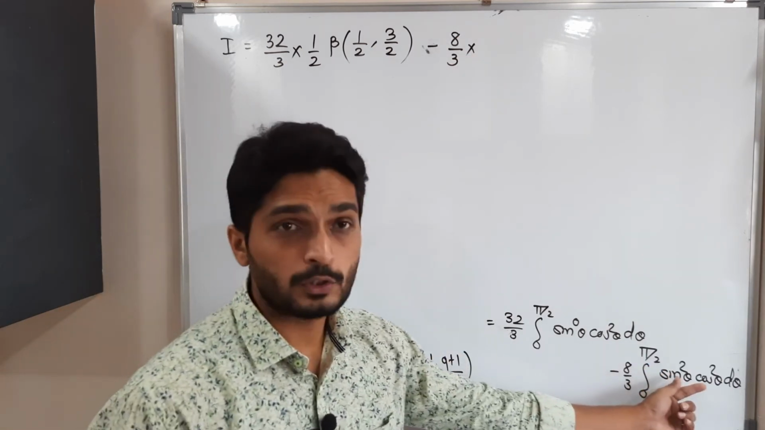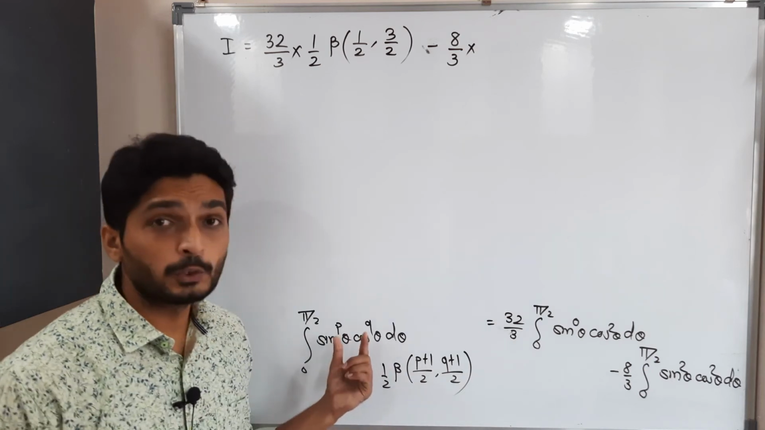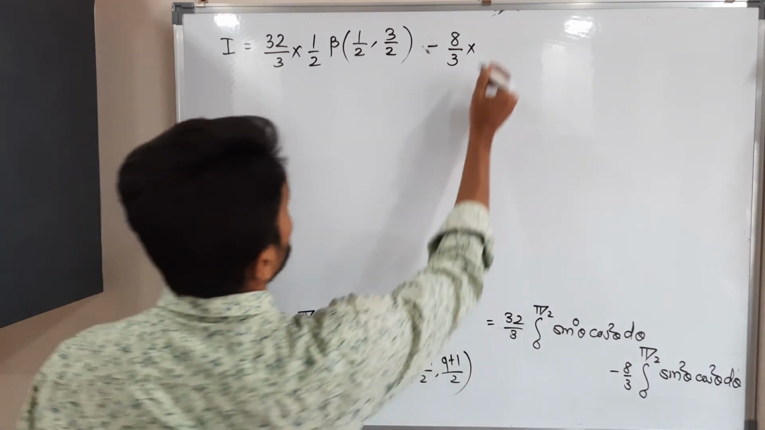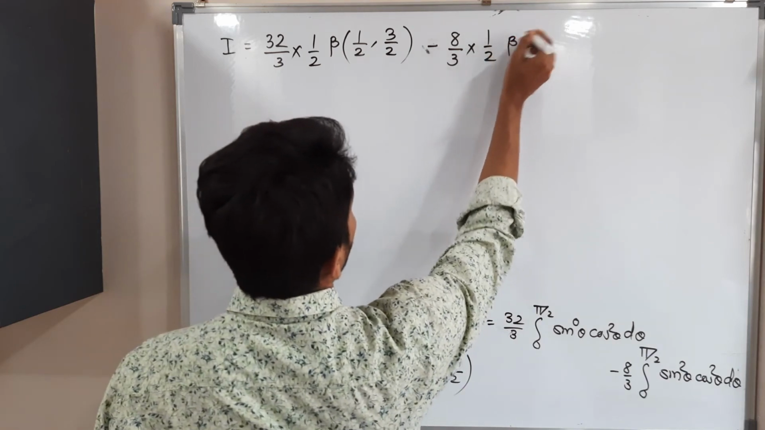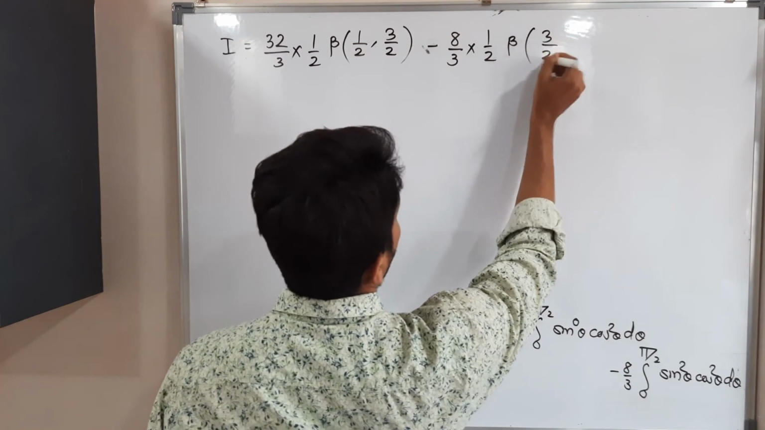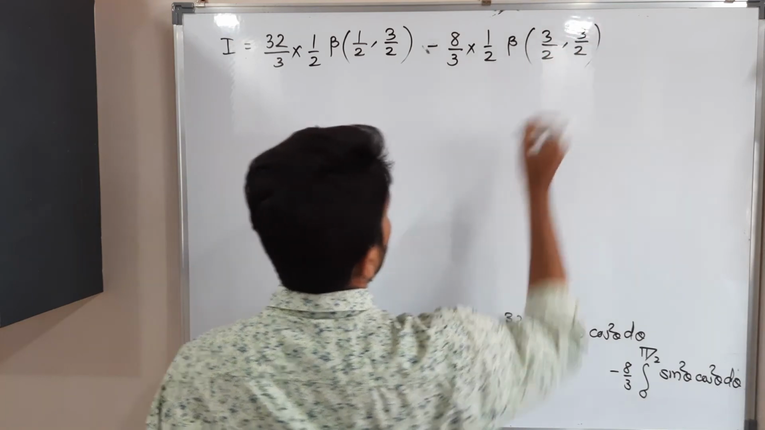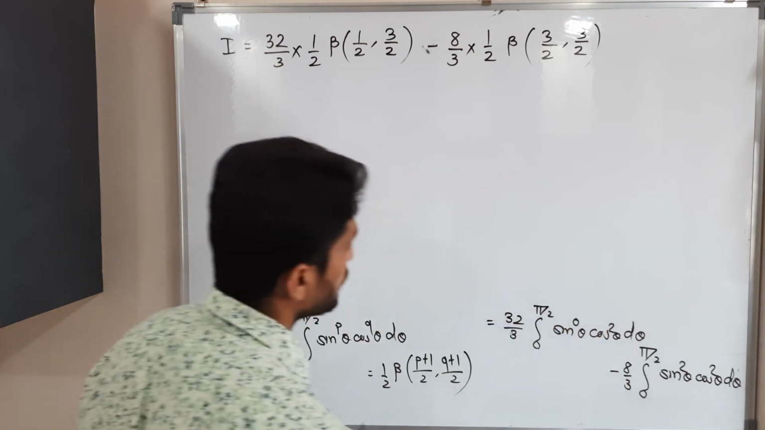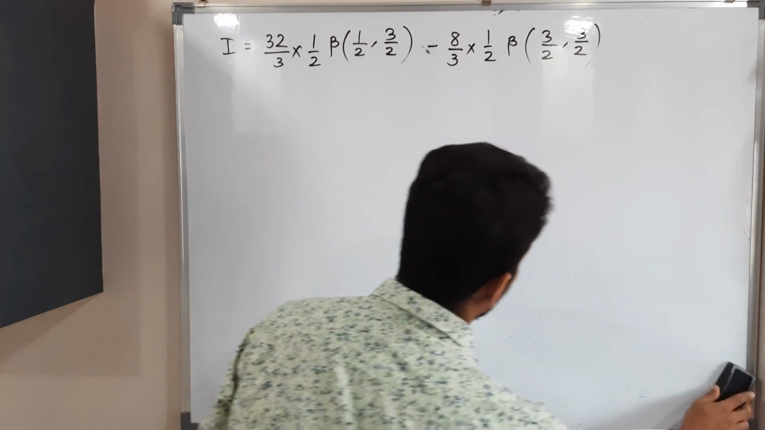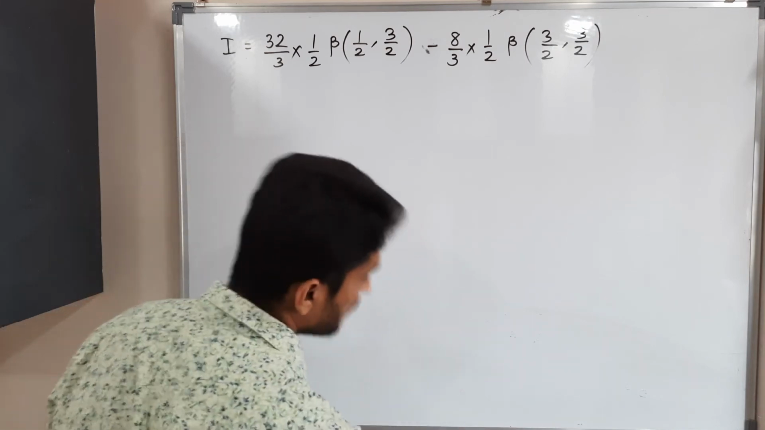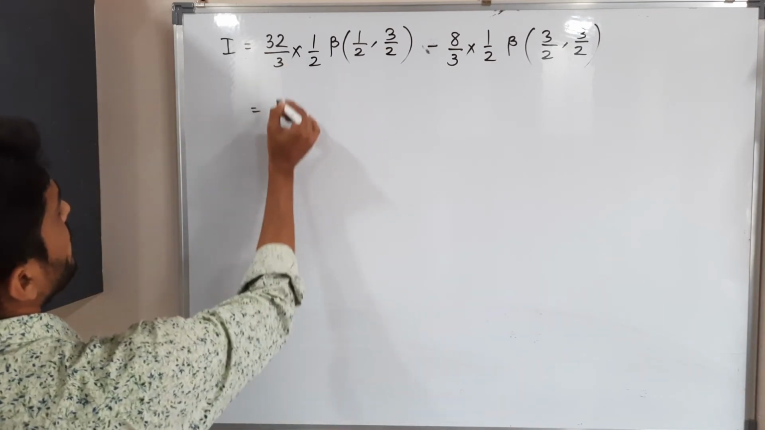sin square and cos square, that means both of them have power 2, so our p is also 2 and q is also 2. Let us use them here. So 1 by 2 beta of p is 2, 2 plus 1, 3 by 2, and q is also 2, 2 plus 1, 3 by 2. So this thing we have. Let me remove the part that is not required. Okay. Let us simplify. 2 will get cancelled.